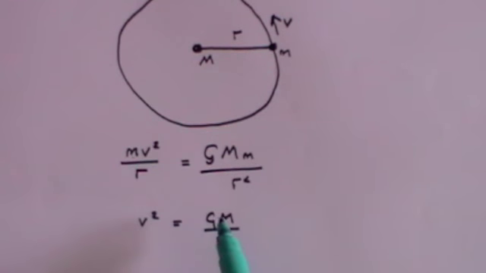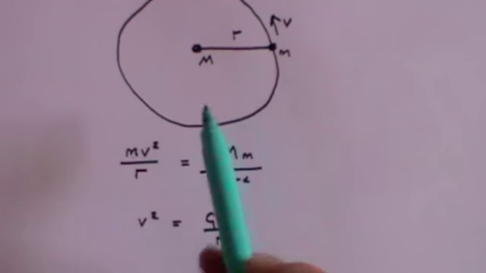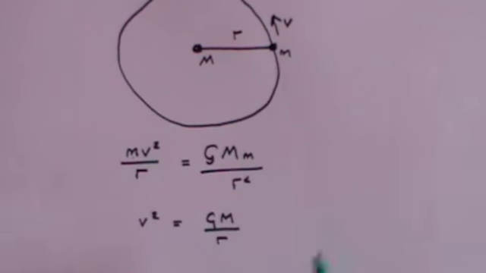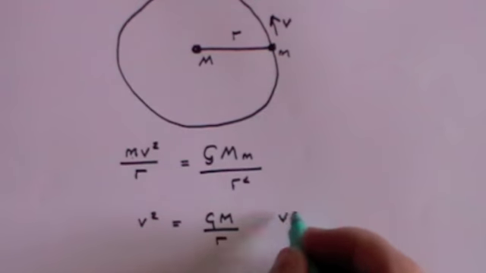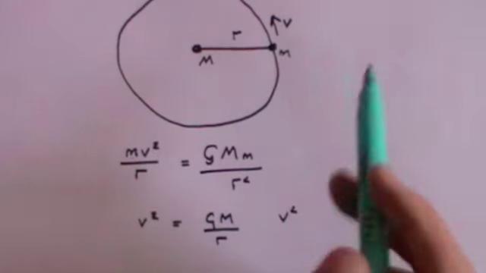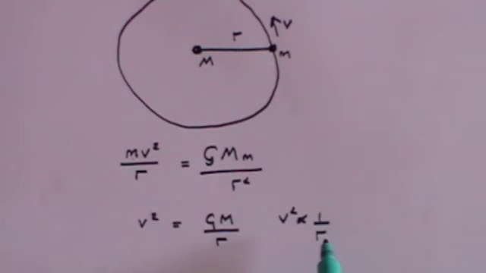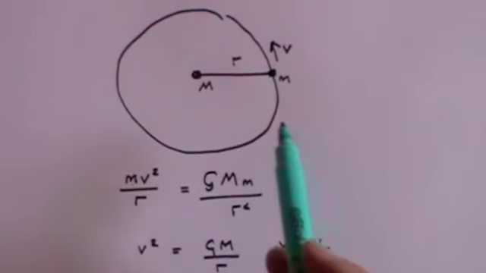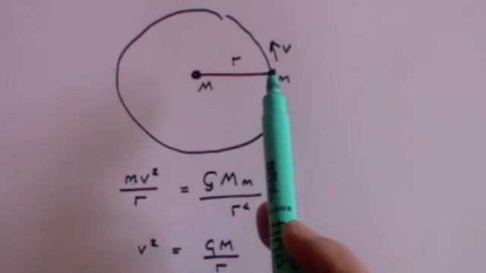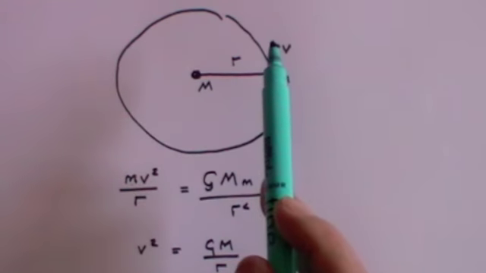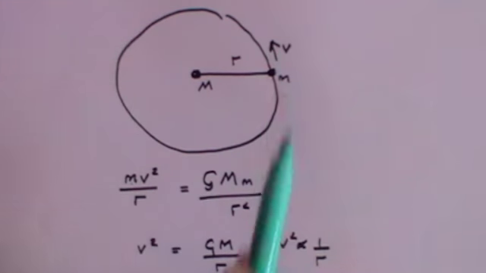And if you look at that you'll find that G of course is a constant, it's the gravitational constant, M is a constant, it's the constant mass of the Sun, and that gives you the conclusion that v squared, the velocity of a planet, the orbital velocity of a planet, is proportional to 1 over r. So as r increases, v squared decreases and consequently v decreases. So the further away a planet is from the Sun, the smaller is its orbital velocity.